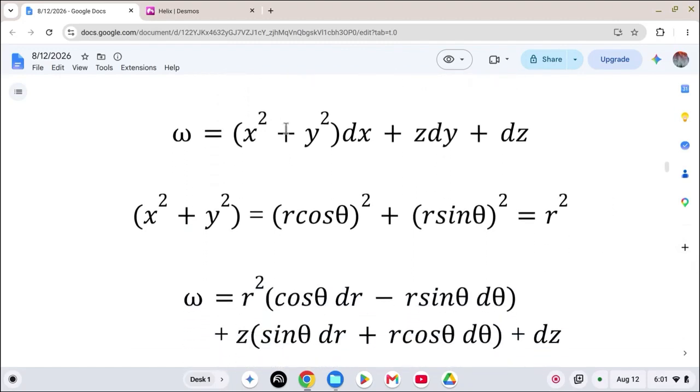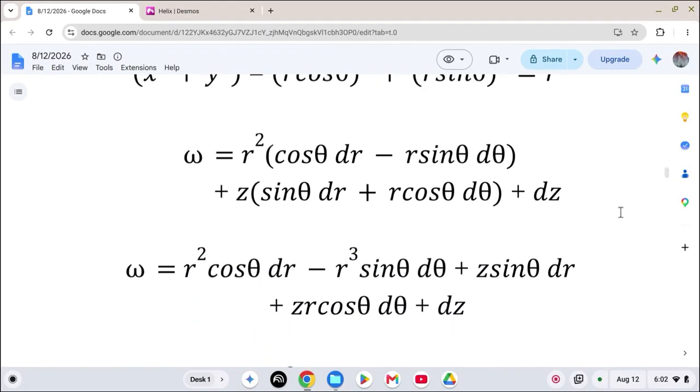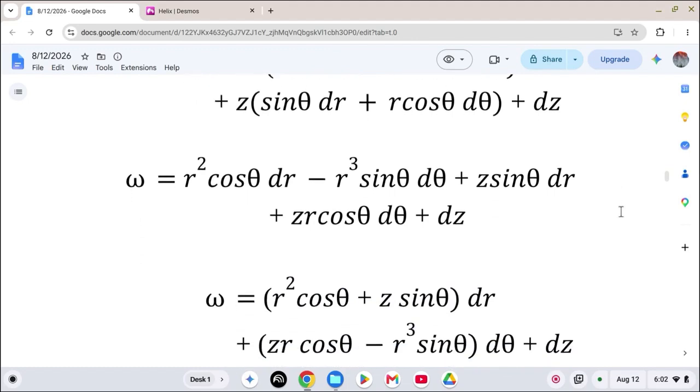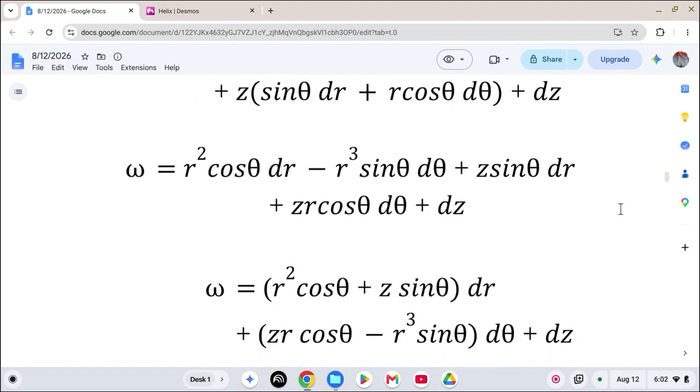So here is x squared plus y squared. Here is dx. Z is just z. dy is this. And dz is dz. Okay, so we simplify that and we get this. All right, now let's do something with it.